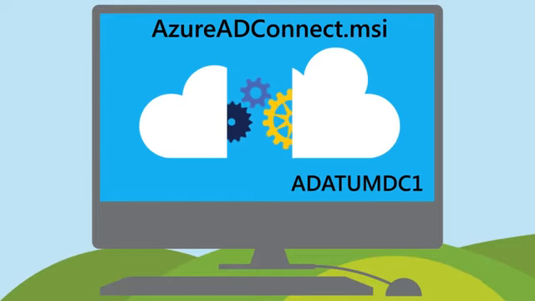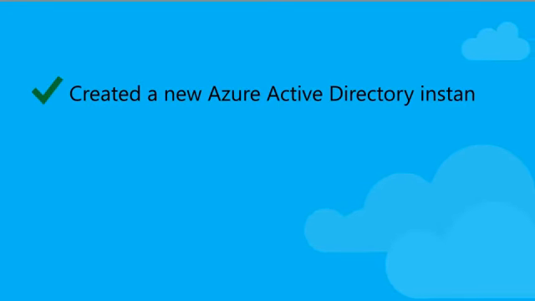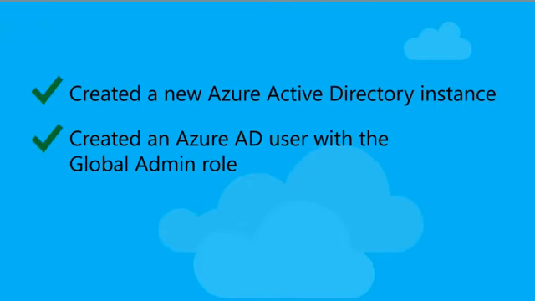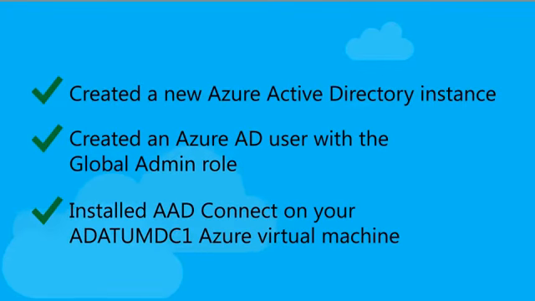This installs the connector. Okay, now you've done 3 things. Created a new Azure Active Directory instance, created an Azure AD user with the global admin role, and installed AAD Connect on your ADATM DC1 Azure virtual machine.